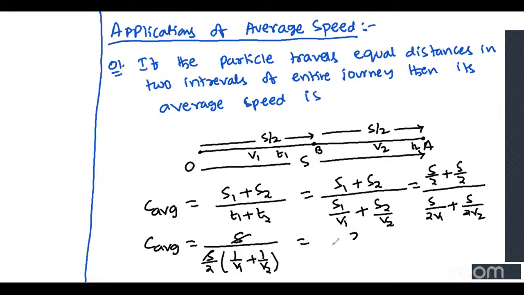In the denominator, take LCM, that is V1 plus V2 by V1 V2. So that is 2V1 V2 by V1 plus V2. Right? Yes, sir. Fine. Is it okay?